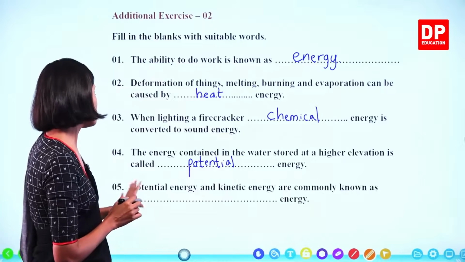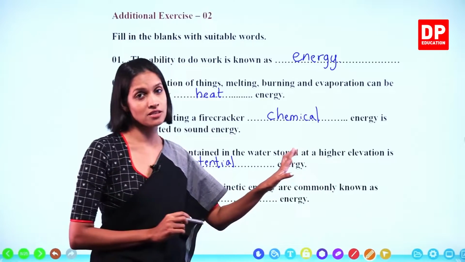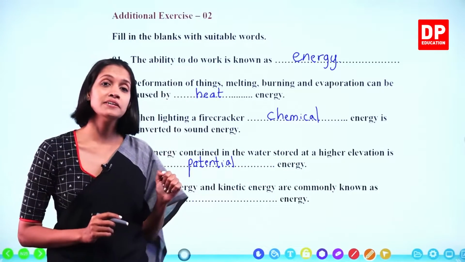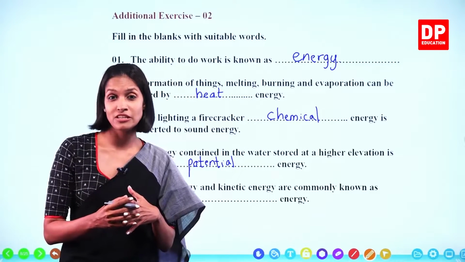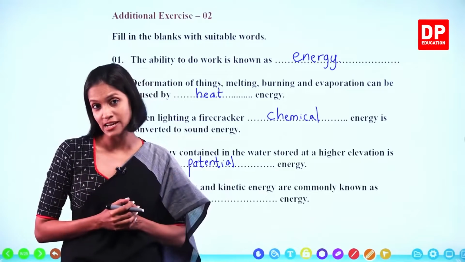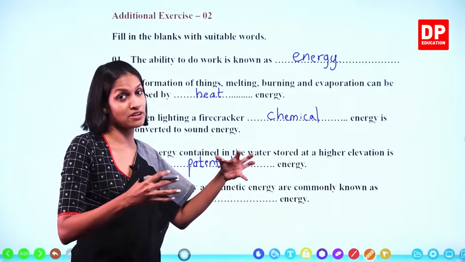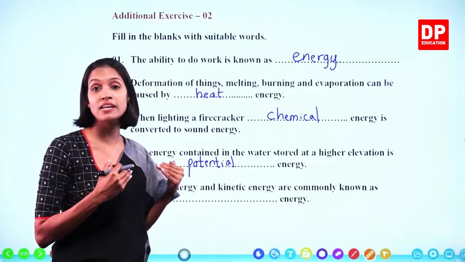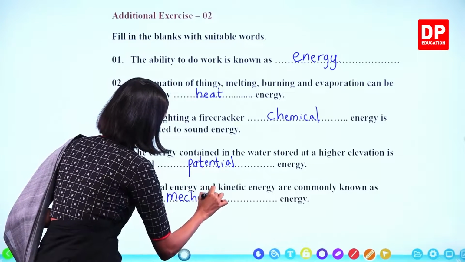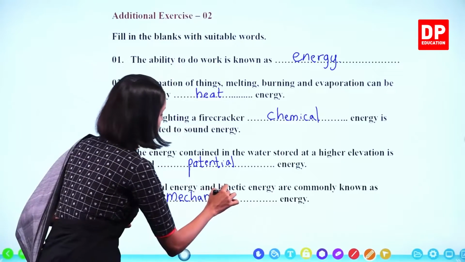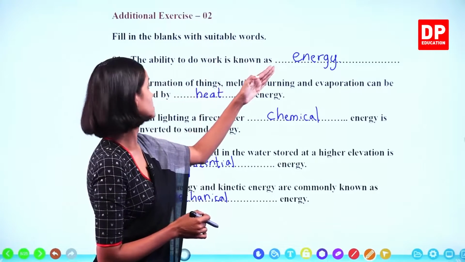Number 5. Potential energy and kinetic energy are commonly known as. Now, in the first part, we learned that kinetic energy and potential energy are together known as, what is the name given, children? Mechanical energy. When we take them together, they are known as mechanical energy.